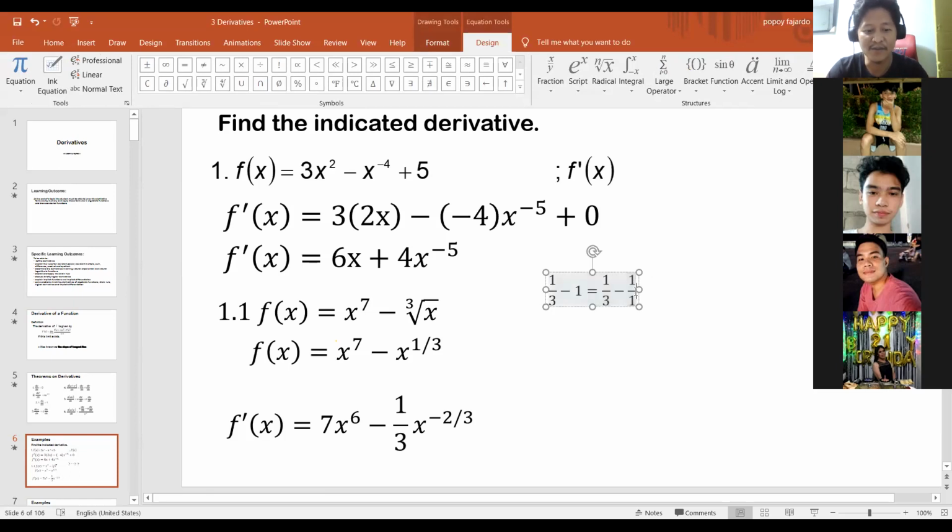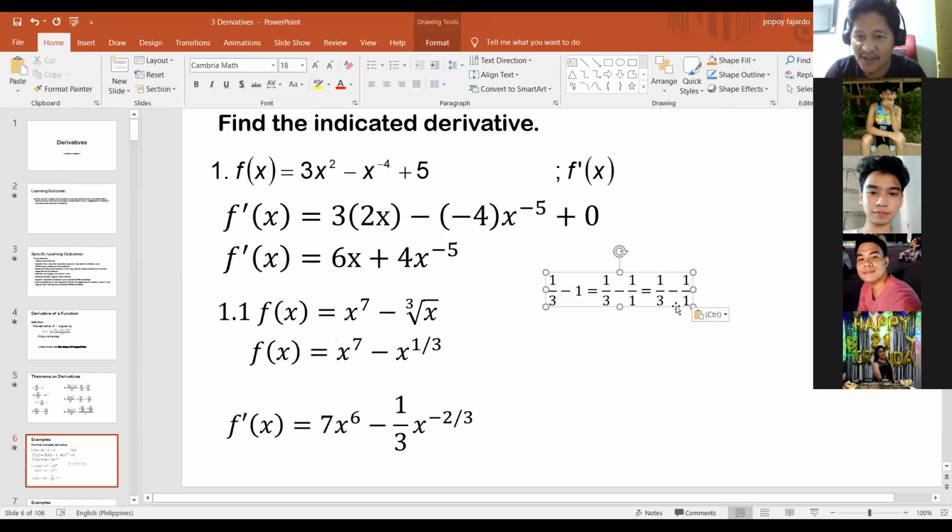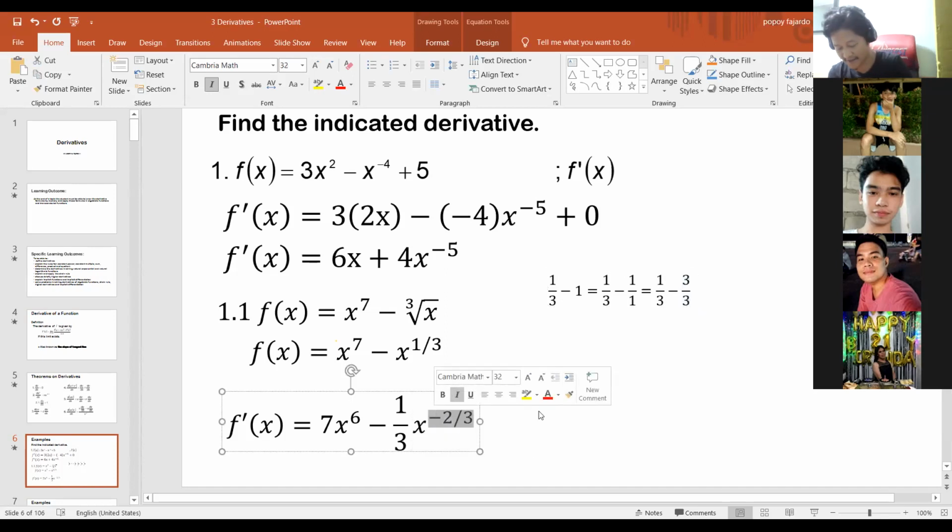Paparehasin natin yung denominator. LCD ni 3 at saka 1, o kaya LCM, least common multiple. 3 to, di ba? So, anong magiging denominator natin dito? Common 3 din, di ba? Denominator. Di ba? So, 1 minus 3 kaya negative 2 over 3. Okay?